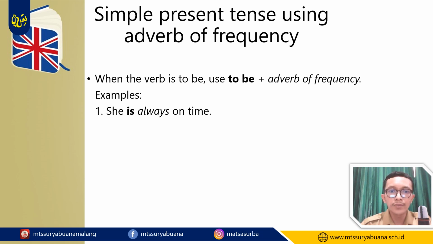There is no action verb in this sentence, but the verb is replaced by to be, in this case is. She is always on time. So the to be here is put before the adverb of frequency, which is always. Not she always is on time, no, but she is always on time. The second one, we are rarely happy. The bold word here is to be. We are rarely happy.